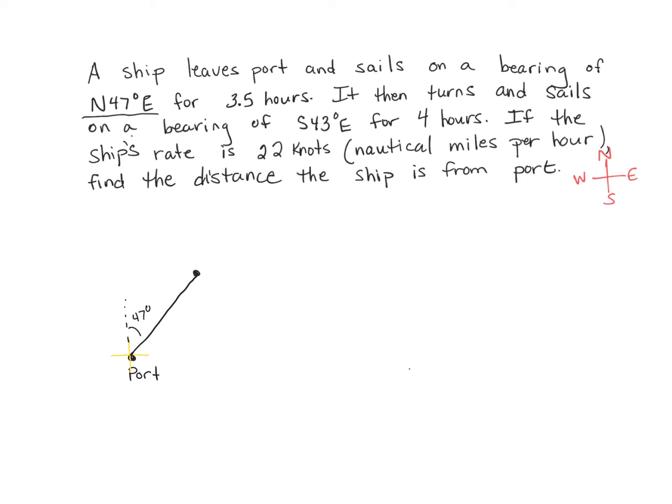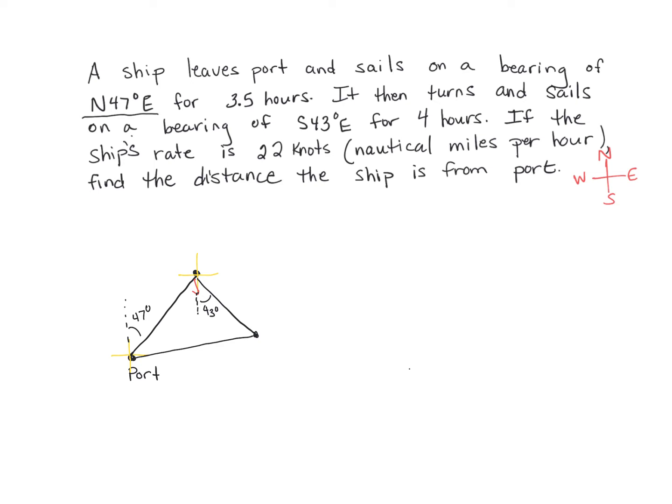So let's say we are now here. I like to then draw another set of axes. And now I'm going to turn and sail on a bearing of south 43 degrees east. So in this one, I'm going to go south first in this direction. And I'm going to go 43 degrees east. And it's going to look something like this. So this in here is 43, and here we are here. And we want to know this distance.